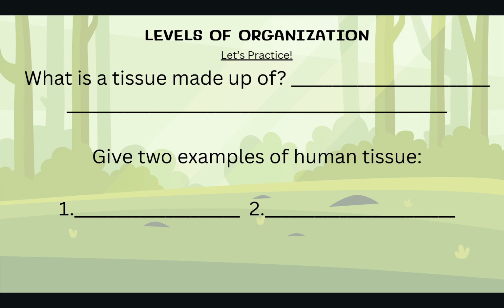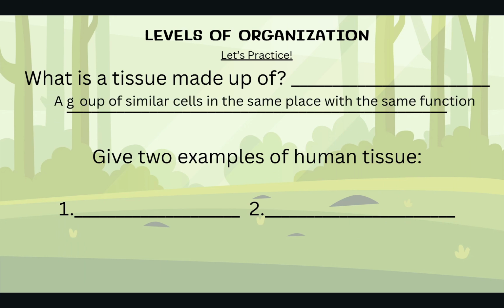What is a tissue made up of? Yes, a group of similar cells, and here are the qualifiers: in the same place with the same function. Two examples: nervous tissue, absolutely. Muscle tissue, perfect. Pause it if you need to. I'm going to go on.